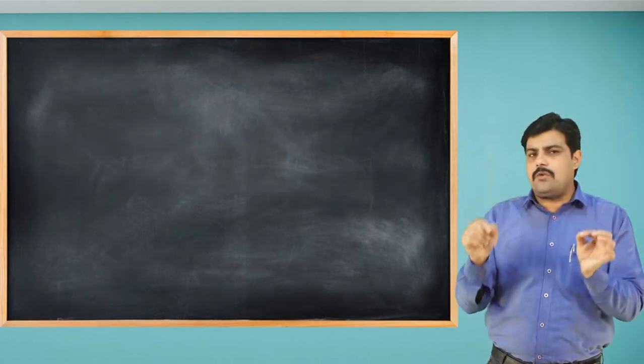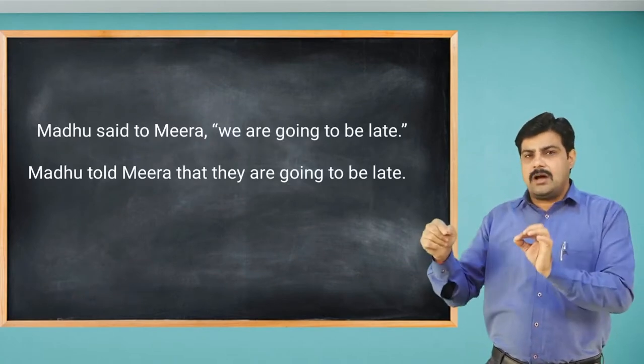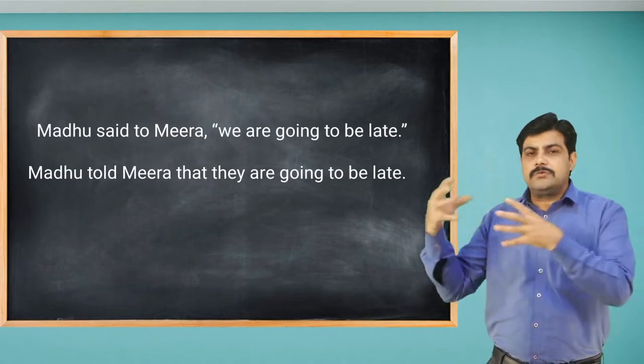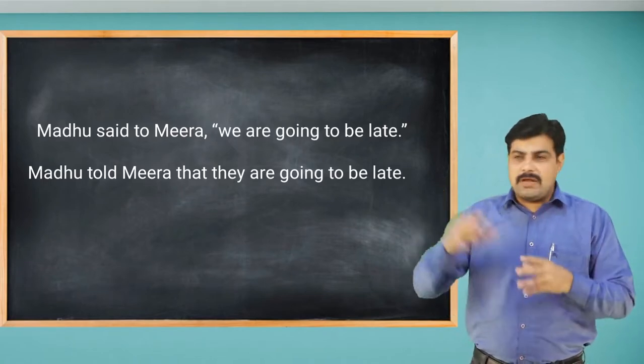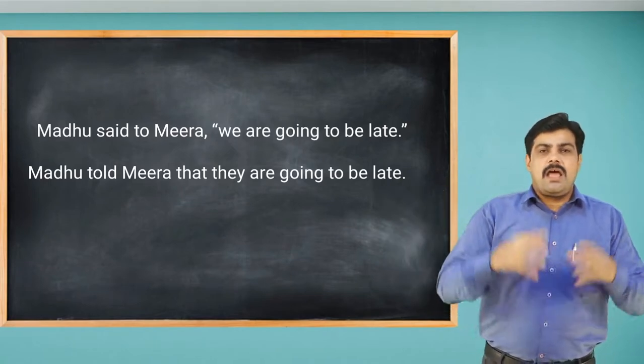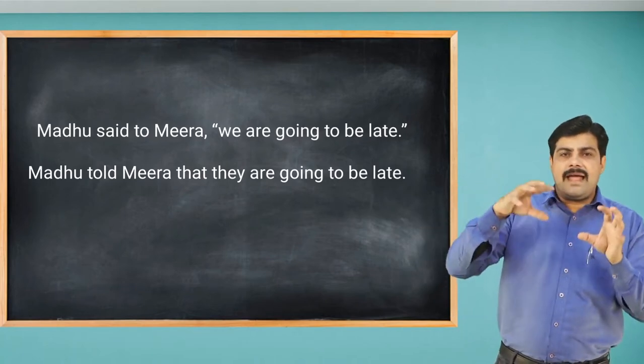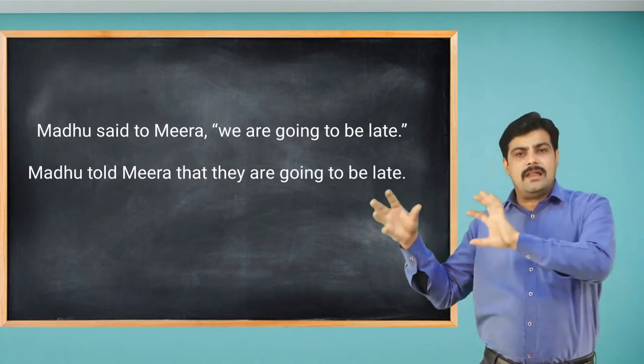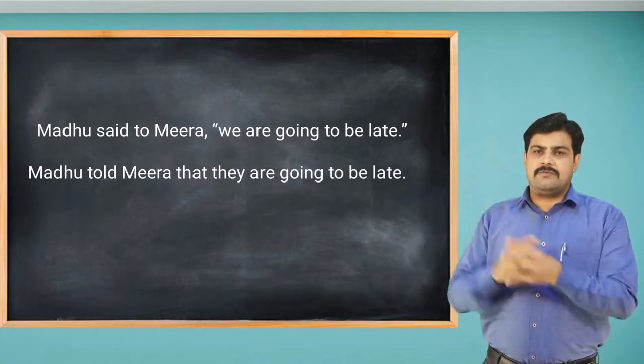Now let's take another one. Madhu said to Meera, "We are going to be late." Now, the indirect of this sentence is, Madhu told Meera that they were going to be late.